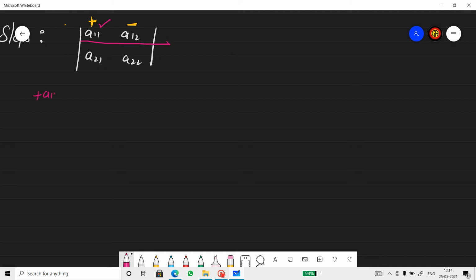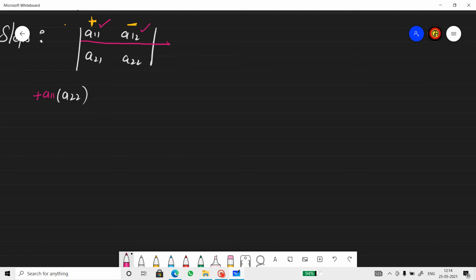So plus A11. Now delete the row and column in which this A11 is present from your mind. The column is this and the row is this. When I delete it from my mind, what remains is A22, isn't it? So A11 into A22.